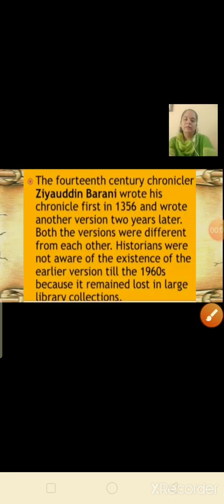Interesting facts about the chronicler whose name was Ziauddin Barani. He wrote his first chronicle in the year 1356, and 2 years later he wrote the second version. Both these versions were different from each other, and the historians were not aware of this till the 1960s, and it remained lost in the large library collections.